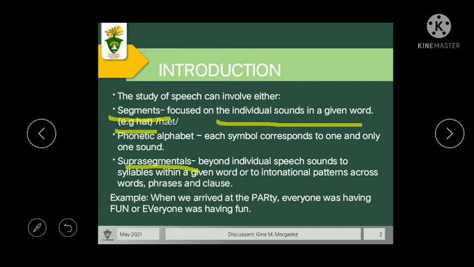To describe these sounds, linguists use a set of symbols from the phonetic alphabet. A phonetic alphabet is an alphabet in which each symbol corresponds to one and only one sound. Therefore, we can transcribe the word hat like this.